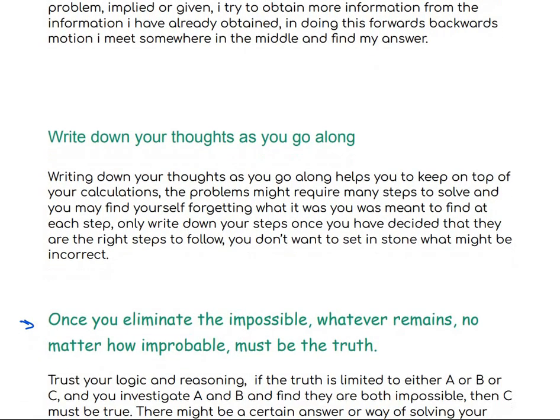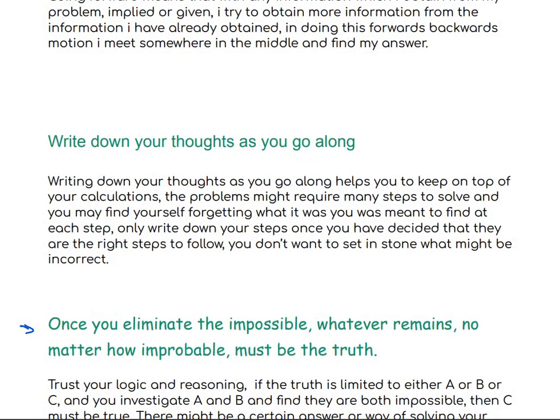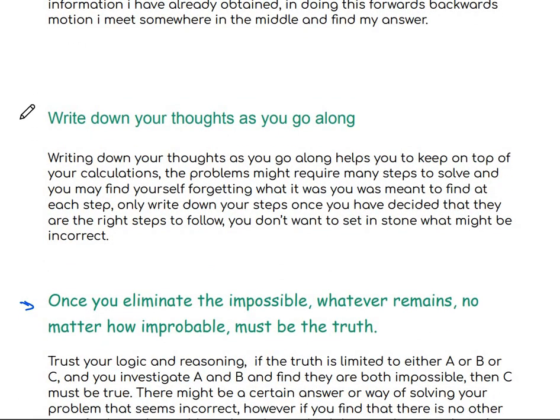Now, okay, so we have our next one. Write down your thoughts as you go along. It helps you to keep on top of your calculations. The problems might require many steps to solve, and you may find yourself forgetting what it was you were going to find at each step.